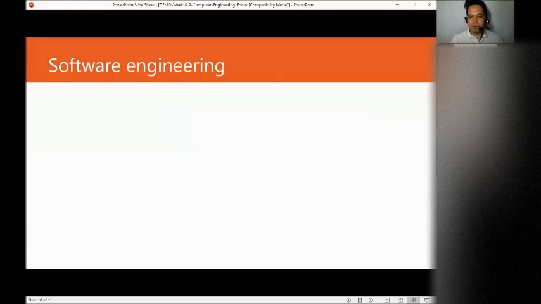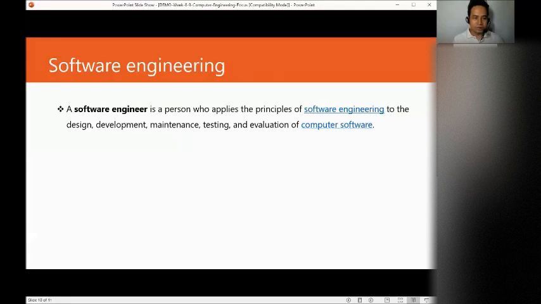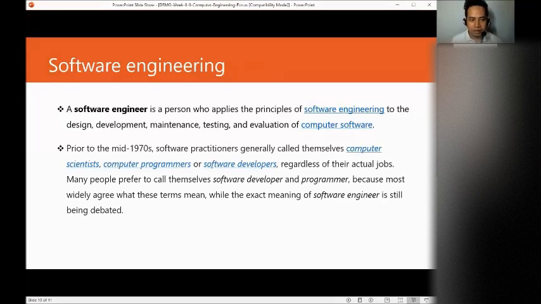Now we have software engineering. A software engineer is a person who applies the principles of software engineering to the design, development, maintenance, testing, and evaluation of computer software. Prior to the mid-1970s, software practitioners generally called themselves computer scientists, computer programmers, or software developers, regardless of their actual jobs. Many people prefer to call themselves software developer and programmer because most widely agree what these terms mean, while the exact meaning of software engineer is still being debated.